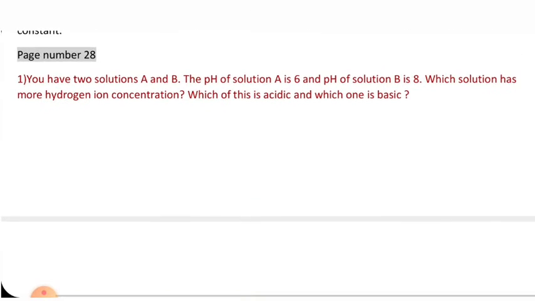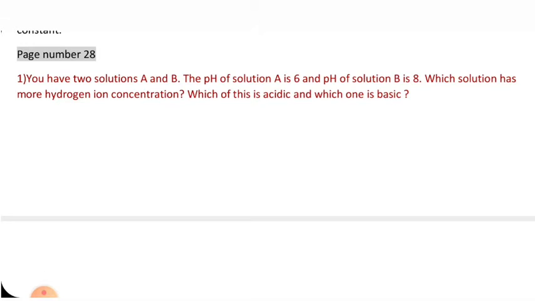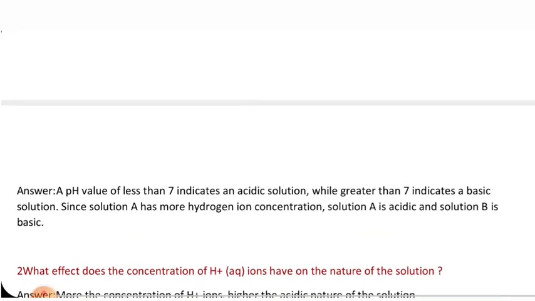Now page number 28. First one, you have two solutions A and B. The pH of solution A is 6 and the pH of solution B is 8. Which solution has more hydrogen ion concentration? Which of these is acidic and which one is basic?